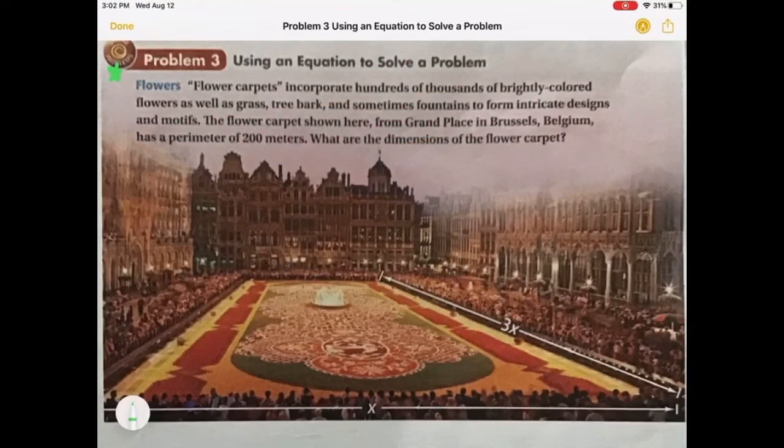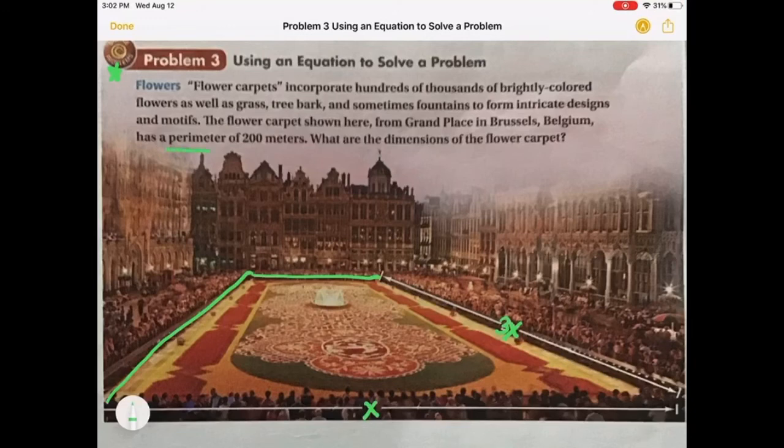Another example here. It's a flower carpet that's in Belgium. What we are trying to do here is, if you look closely, let me try to figure out the shape first, what the exact shape is. So this side is x long and this side is 3 times bigger than this side. Basically, we are trying to find both side lengths. And let's see what we know in this problem.